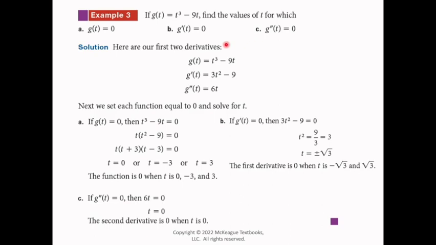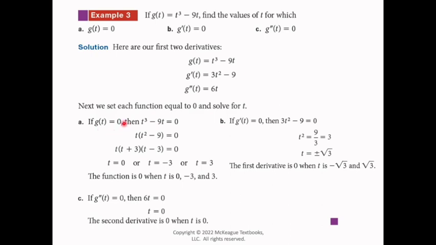So first we need to find the first and second derivatives. Here's our function. So when I take the derivative of my function g using the power rule, I'm going to get 3t squared minus 9. When I take the second derivative, which is the derivative of the derivative, I'm going to get 6t. So now for all 3 of these, for part A, B, and C, we need to set all 3 of these equal to 0 and solve for t.